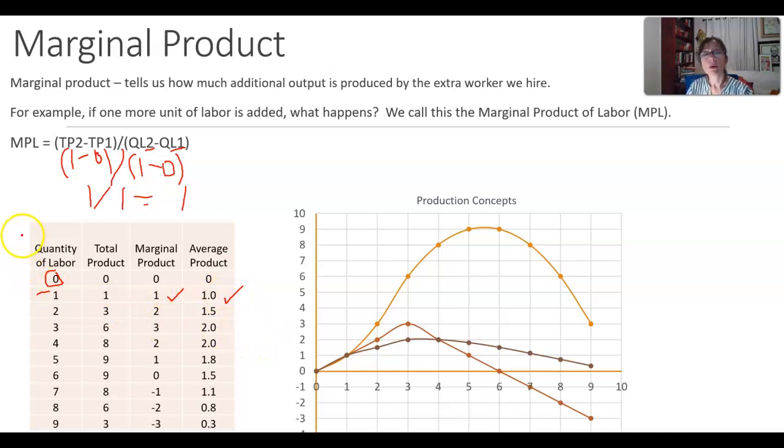Okay, now I'm going to add another person to the process from here to there. Now I've added another person. What has happened to our output? Well, our output has gone from 1 to 3. So what has that change been? Well, going back to our formula, total product 2 minus total product 1 divided by quantity of labor 2 minus quantity of labor 1. So let me find the eraser here and erase this stuff.